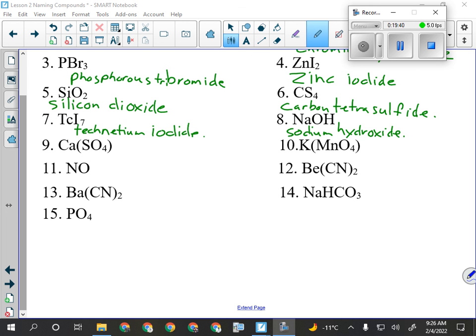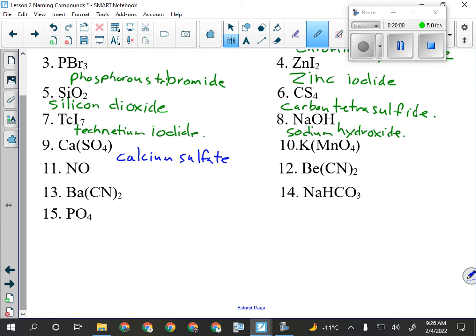Number 9, we've got calcium, and we've got a polyatomic ion sulfate, which incidentally did not need the brackets that are put around it, because there's no number outside of the brackets. This would simply be calcium sulfate.